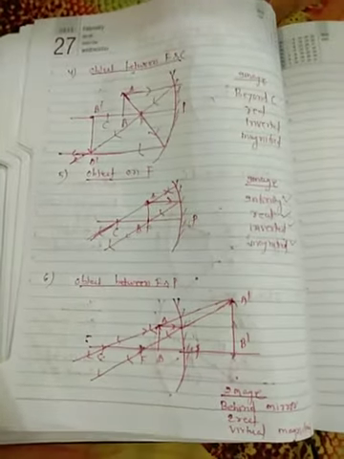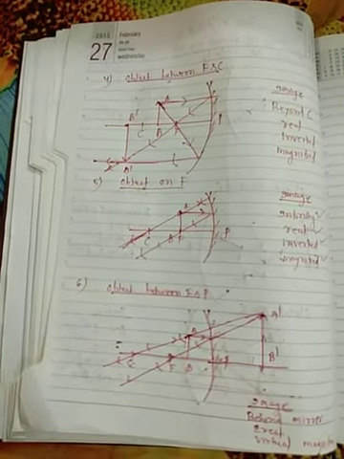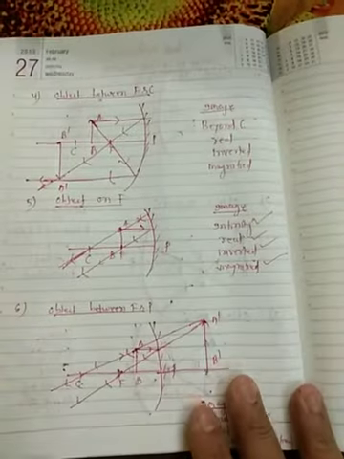So in a concave mirror there are 6 cases. The table is given in your book. You just go through this and practice all the ray diagrams.